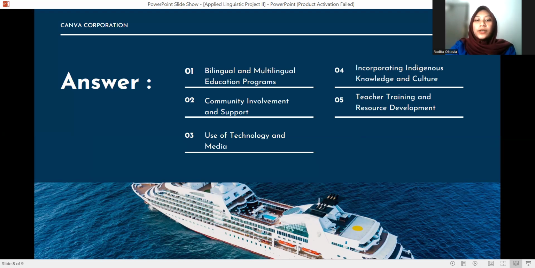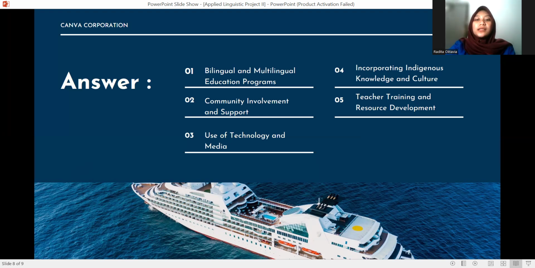Number four is incorporating indigenous knowledge and cultures. Cultural integration: integrate indigenous knowledge, traditions, and cultural practices into the education system. This not only promotes language preservation but also fosters a sense of pride and identity among students.